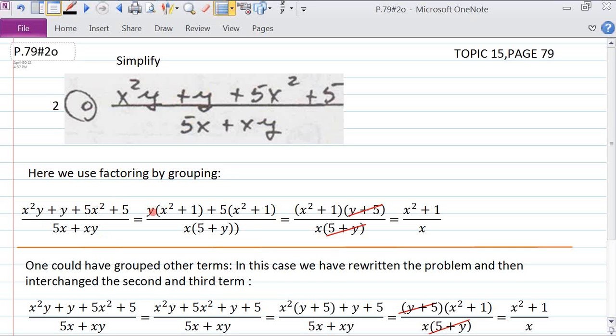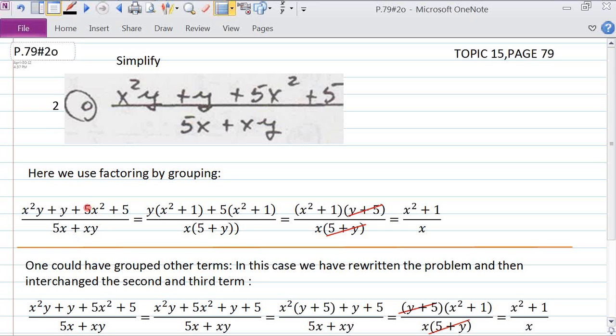I can take out y. Y times x squared gives me x squared y. Usually we write this alphabetically. It doesn't matter if you write yx squared here, so it's okay. Y times x squared gives me x squared y, and y times plus 1 gives me plus y.